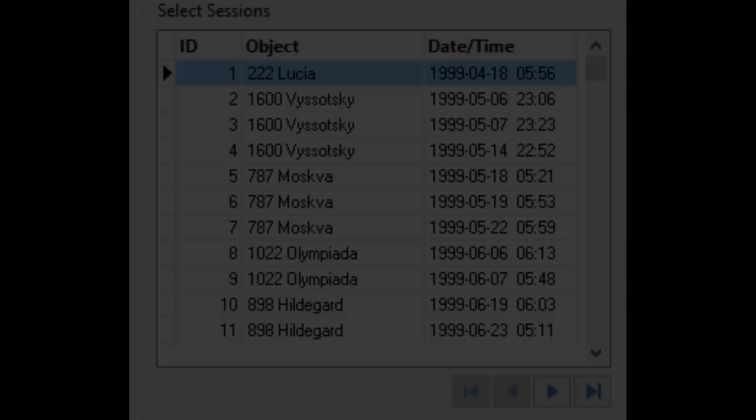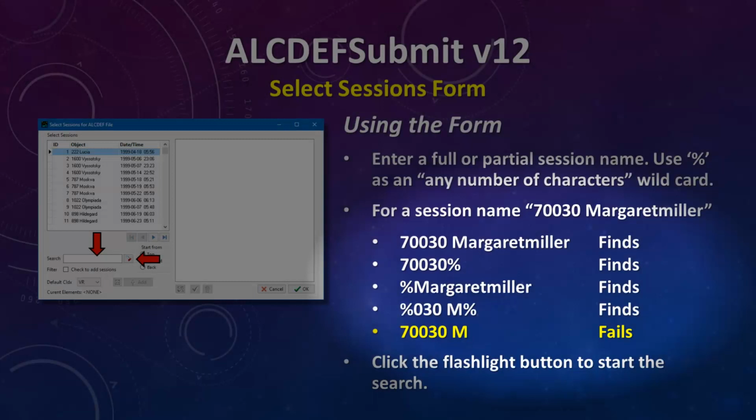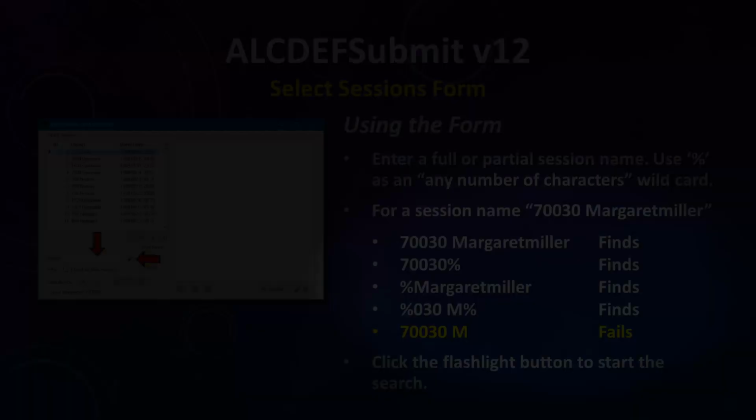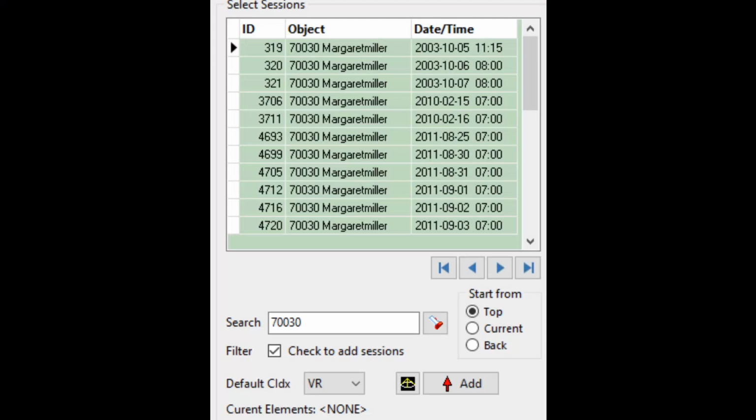Use the search field to find a specific session by entering a full or partial name and then click the flashlight button. Note the use of the % sign as a wildcard and that the search is not restricted to just numbers or letters. Once the table is positioned on an object to be in the ALCDEF file, click the Filter checkbox. This restricts the list to those matching the same entries in the object column. The list's background turns green, indicating that the table is filtered.